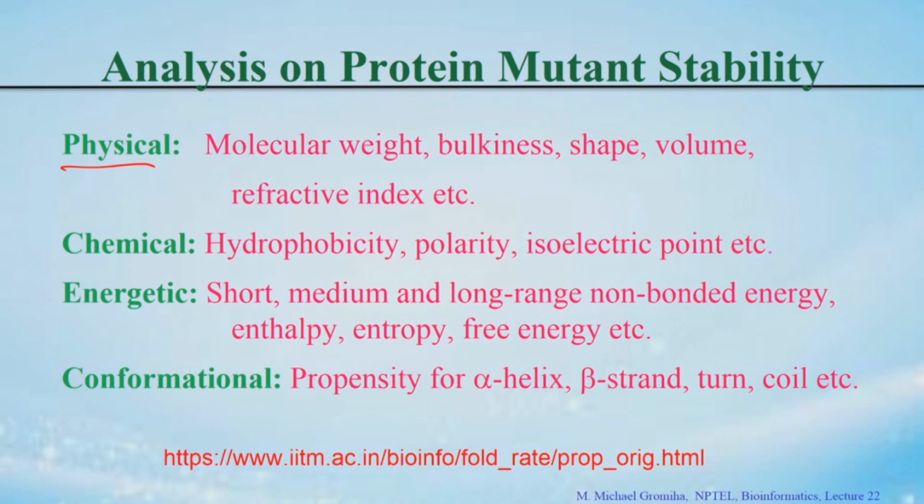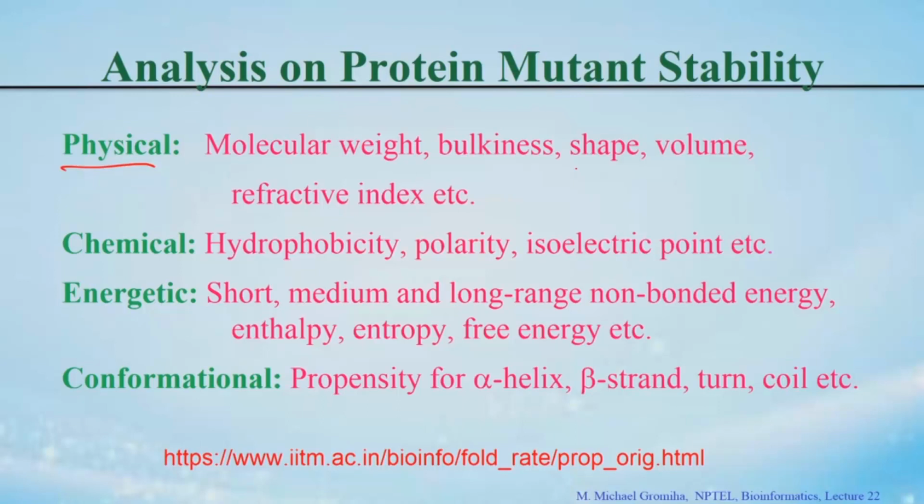For example, molecular weight. In this case, you can see the glycine has less weight than the other residues, and you can see the bulkiness. There are some residues which are very bulky compared to other residues, some are loose and some of them are very bulky, and you get the shape and the volume, refractive index and so on. There are many properties, you can deal with the physical behavior. There are several chemical properties, for example, hydrophobicity and polarity, isoelectric point, several chemical properties.